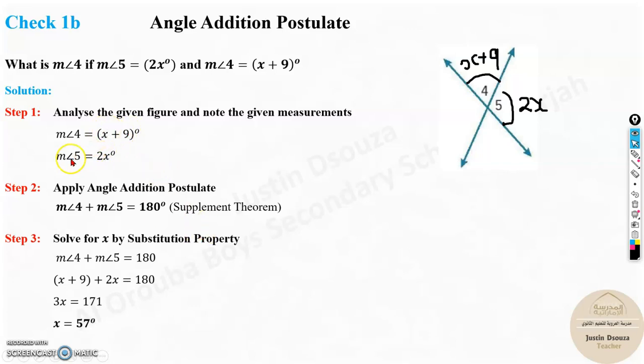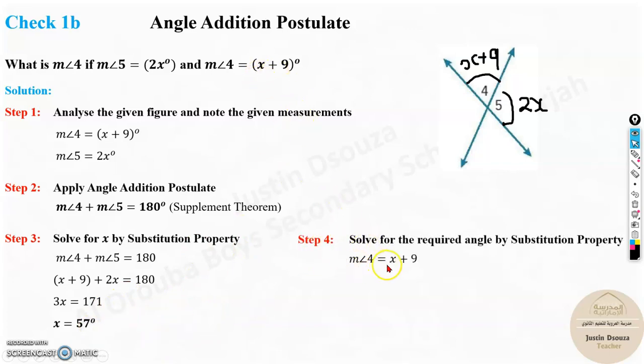Sometimes what happens is you will start solving, you will get the value of x, and you think that's the final answer. No, this is not. You need to substitute in the given equation, that is measure of angle 4 equals x plus 9. Whatever you just now found was just x because you substituted both the values of x, right? Now x is found out, put it back over here. 57 plus 9. Now measure of angle 4 equals 66 degrees. So this is your final answer.